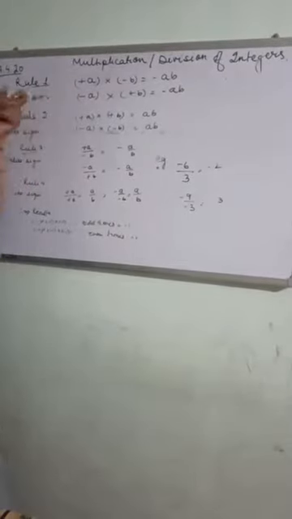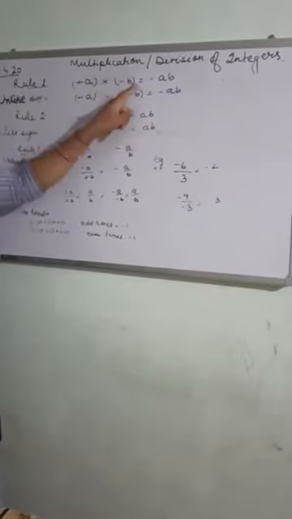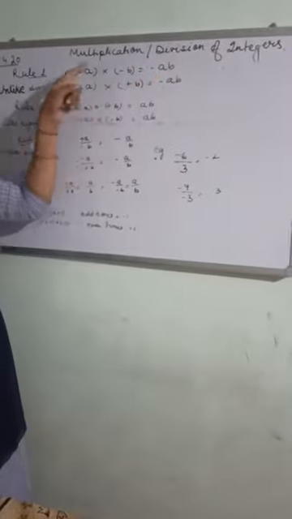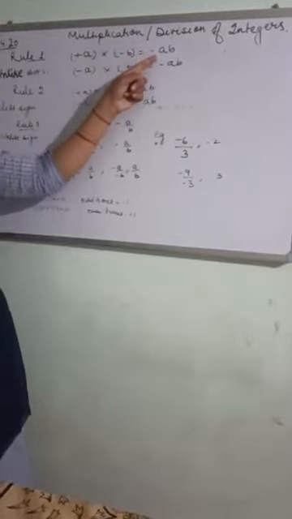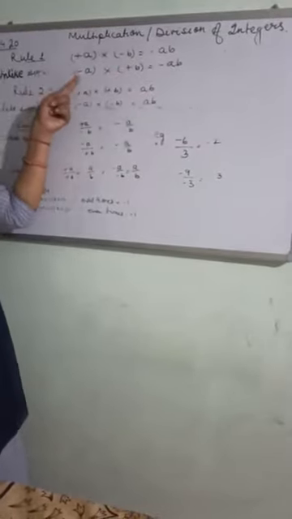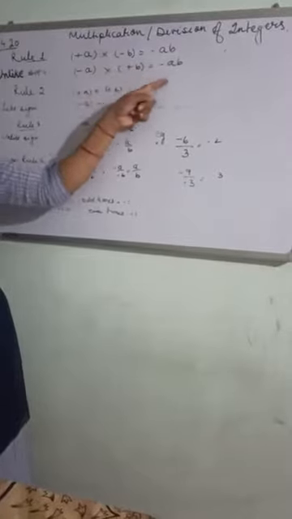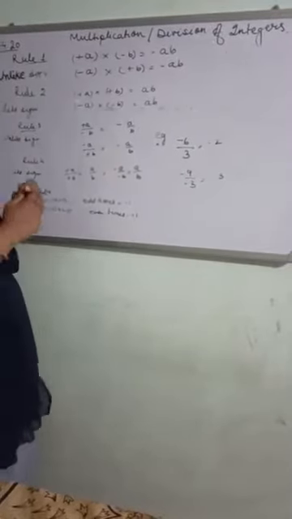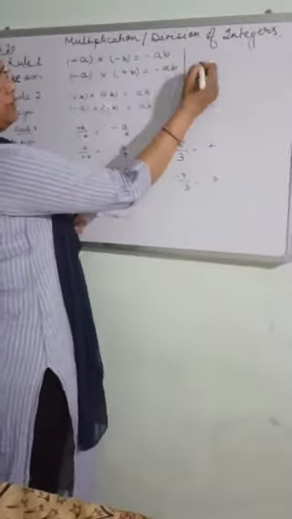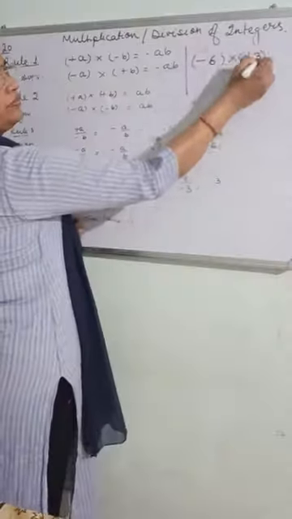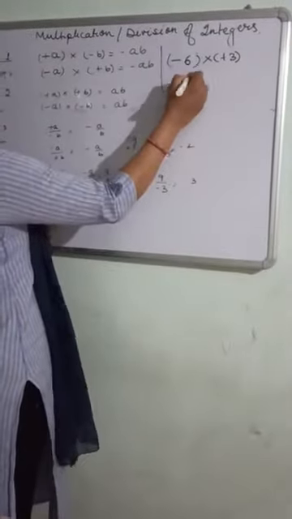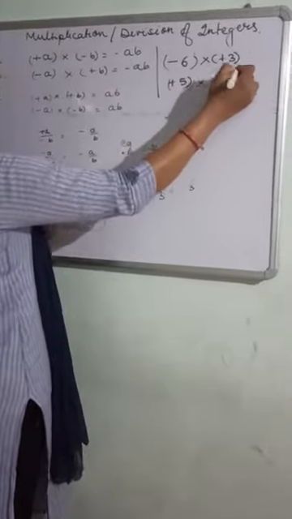So the first rule says if you are multiplying two integers of unlike sign, the result will be negative. Here I have written plus a into minus b, the result is minus a. Or minus a into plus b is equal to minus a. Here I can give you some example also students. Say for example minus 6 into plus 3 or plus 5 into minus 6.